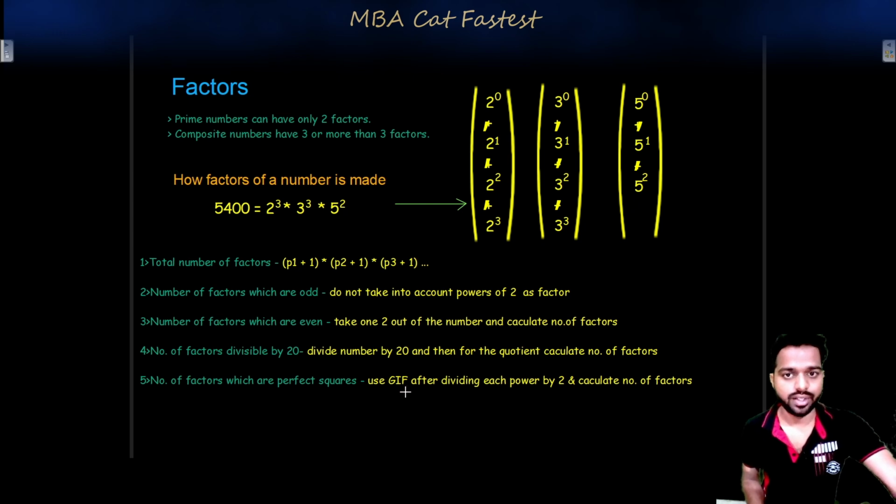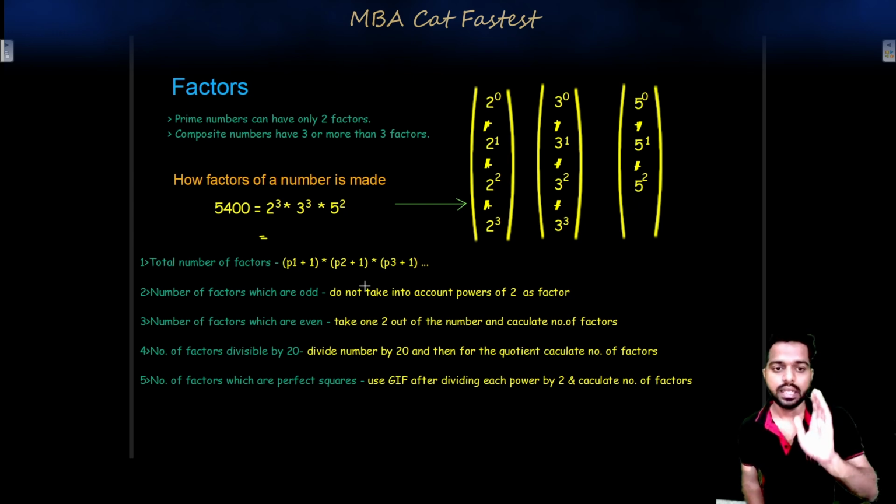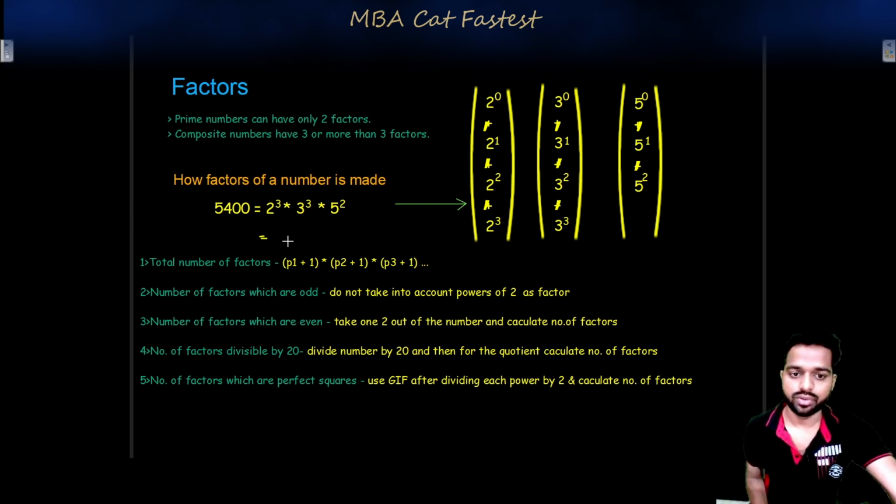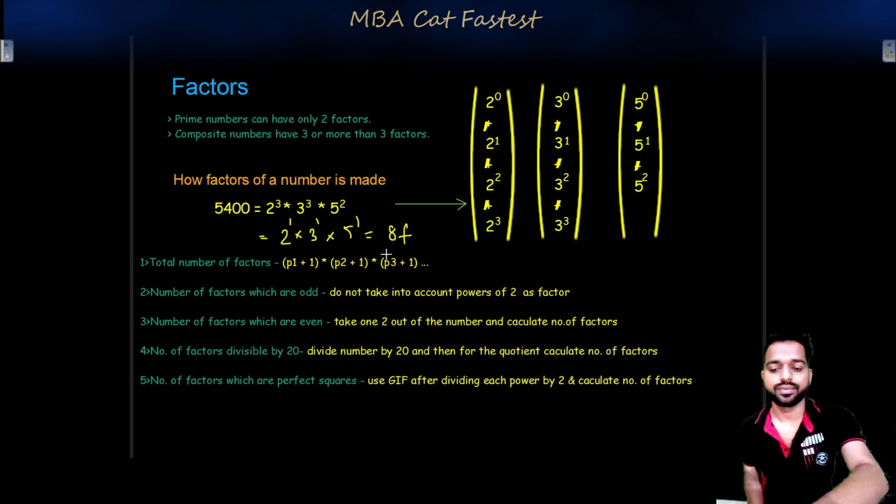Use GIF, greatest integer functions, after dividing each power by 2. Since you need to find perfect squares, you just divide the prime powers by 2. Here, 2 to the power 3 by 2 will become 1.5, but you need to take the greatest integer function, which means the integer which is just lesser than or equal to this. 3 by 2 is 1.5. So you take 2 to the power 1, 3 to the power 1, and 5 to the power 2 divided by 2 will give 1. So you take 5 to the power 1. This will give 2 cube, which will have 8 factors.